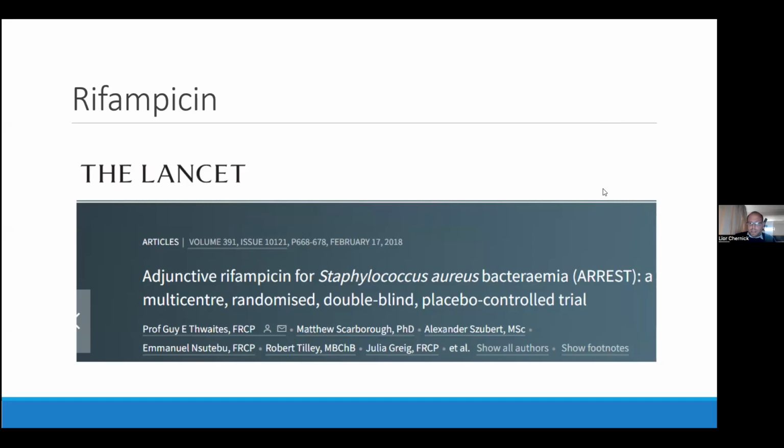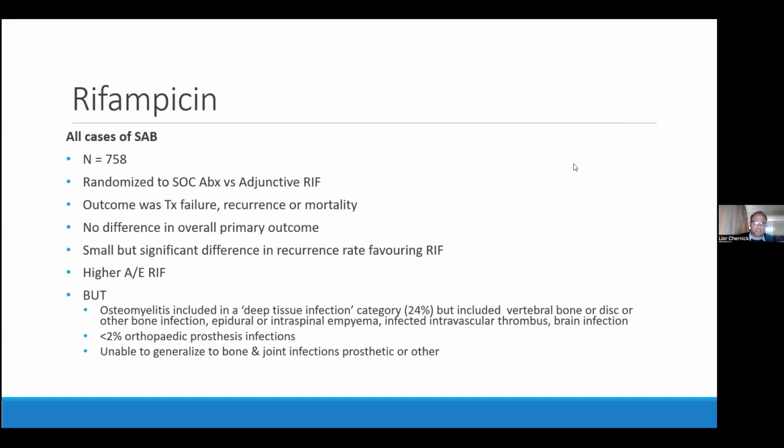This was in 2018, and just to mention it, it's the ARREST trial, which looked at adjunctive rifampicin in any staphylococcal bacteremia. Now, this was a good study, big numbers, so 758 cases, and the patients were randomized to standard of care antibiotics versus adjunctive rifampicin. And the outcome was treatment failure, recurrence, or mortality. And what's important is in this trial, there was no difference in the overall primary outcome. There was a small but significant difference in recurrence rate, which favored RIF, but there was much higher adverse events related to rifampicin.